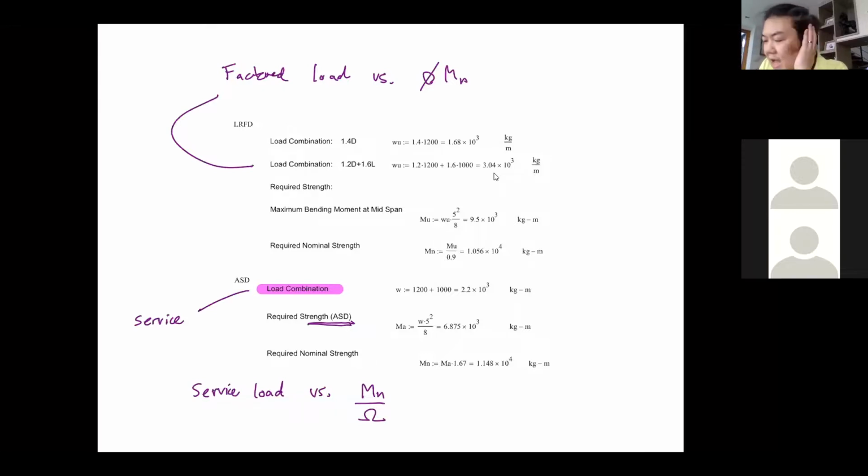You can say, I'm going to use the full strength here because I already account for the uncertainty in load by the factor, right? It's a wonderful concept, but you still cannot use the full strength of the structure because you have to account for some uncertainty as well. Okay, so that's that.